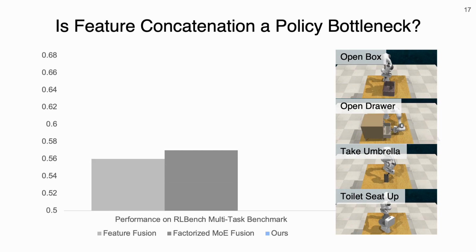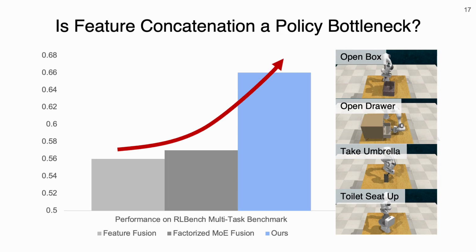These results show that simply adding more action heads does not significantly improve policy performance, since feature concatenation limits the policy's ability to use multimodal information effectively. In contrast, our model achieves a larger performance boost, demonstrating that modality-wise factorization and consensus provide a more expressive and adaptable policy structure.